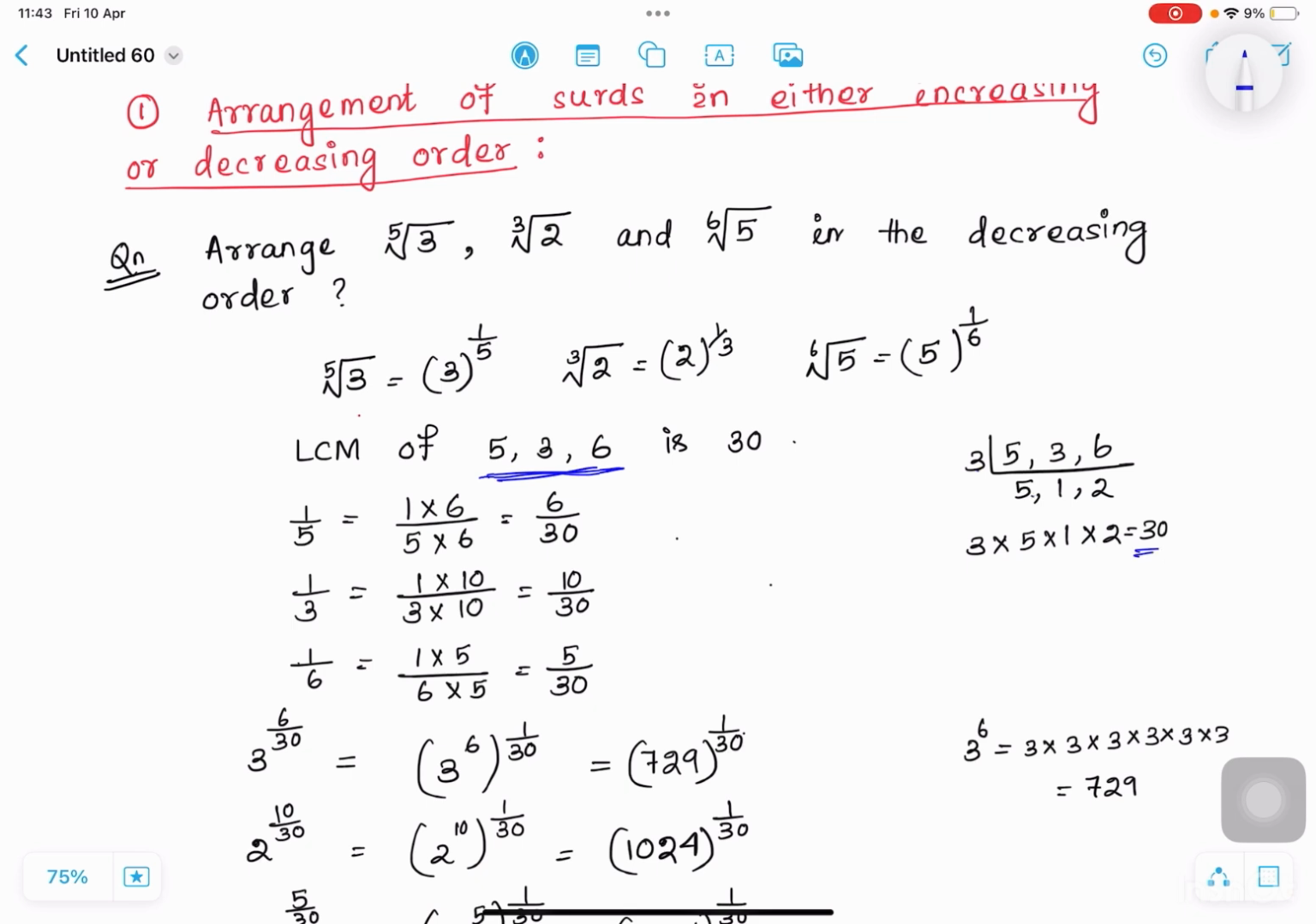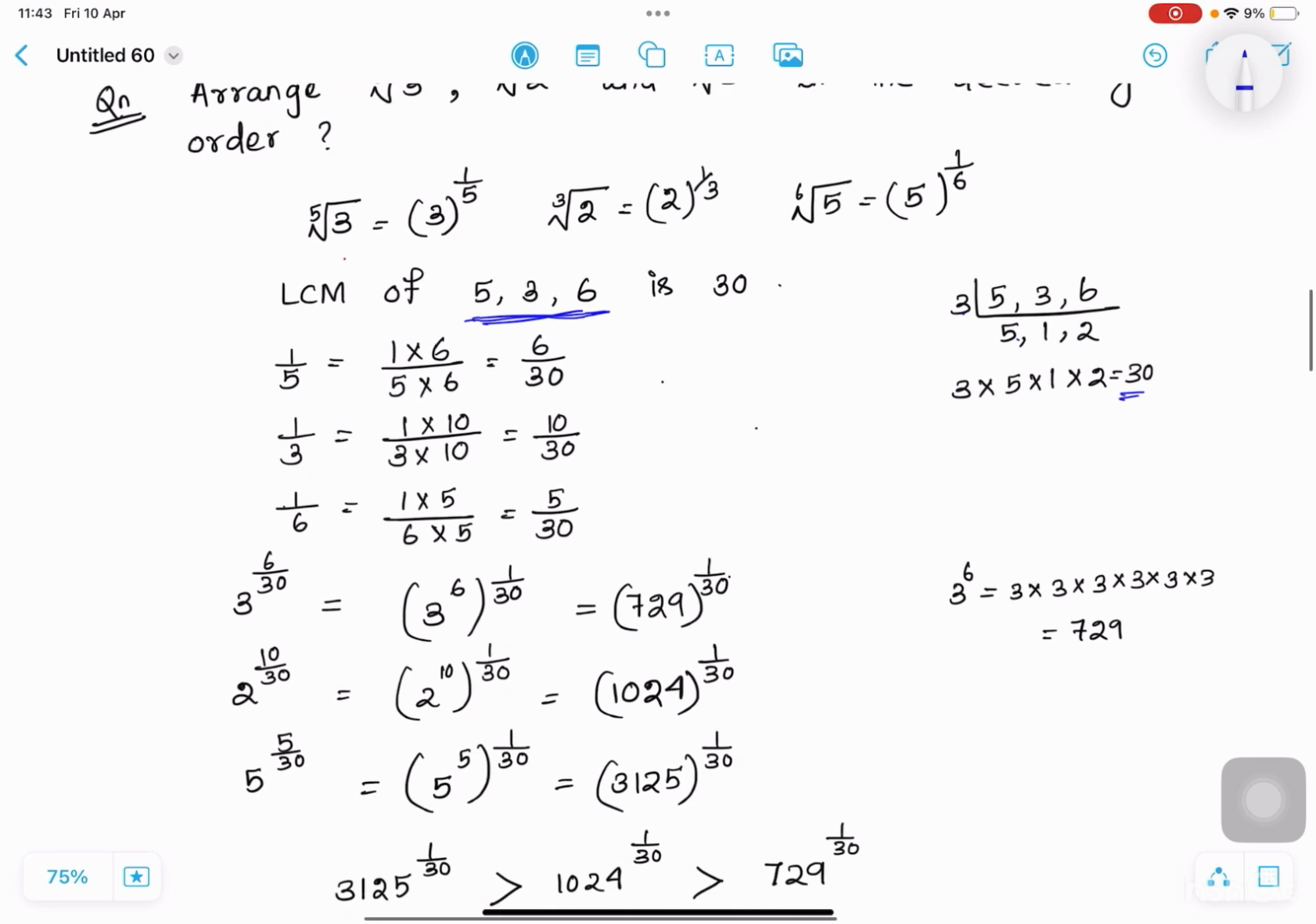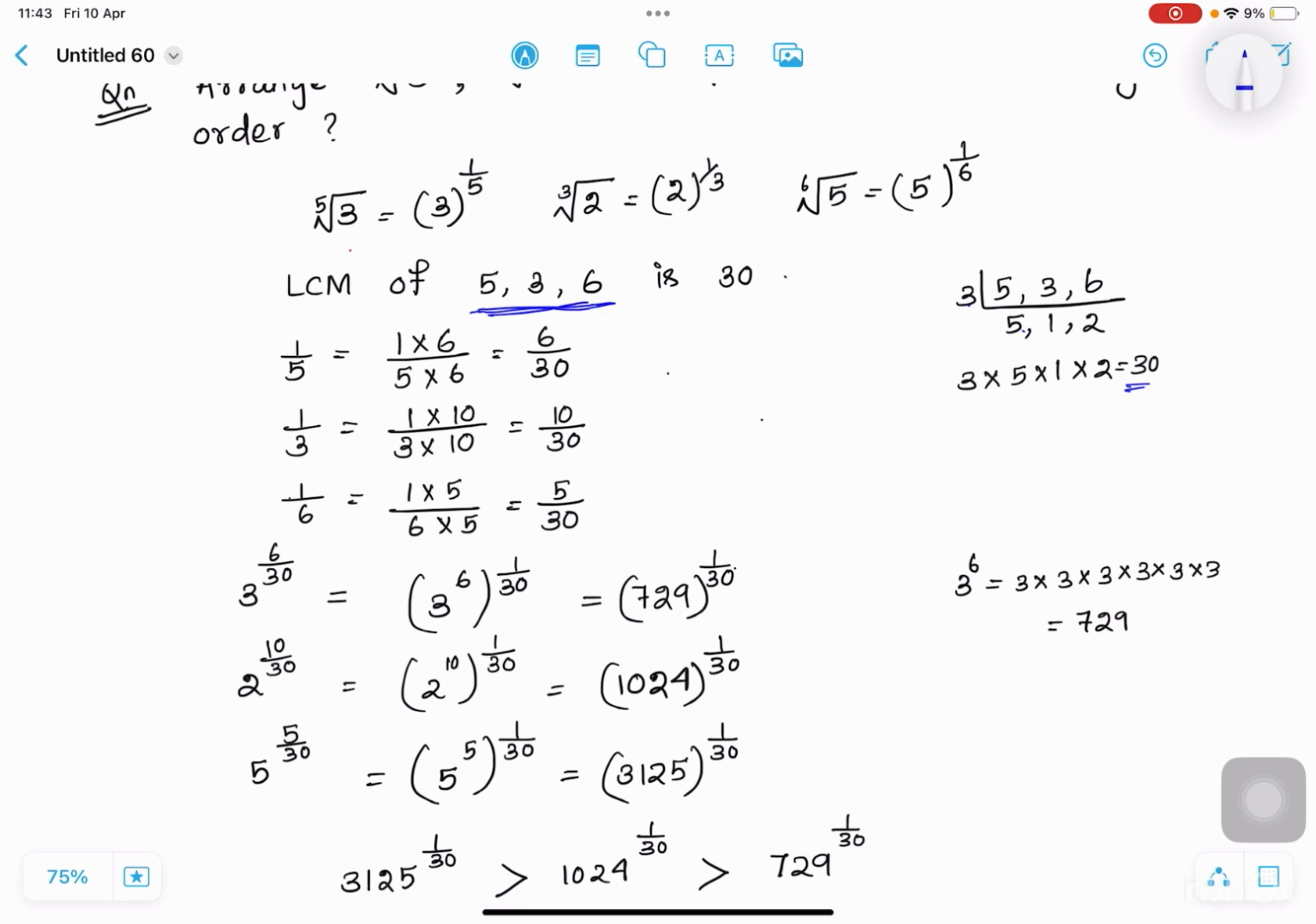So we have to make the denominators equal so that they will be equivalent fractions. 1 by 5, 5 into 6 is 30, so 1 into 6, 6 by 30. Again 1 by 3, 3 into 10 is 30, 1 into 10, 10 by 30. Again 1 by 6, 6 into 5 is 30, 1 into 5 is 5.